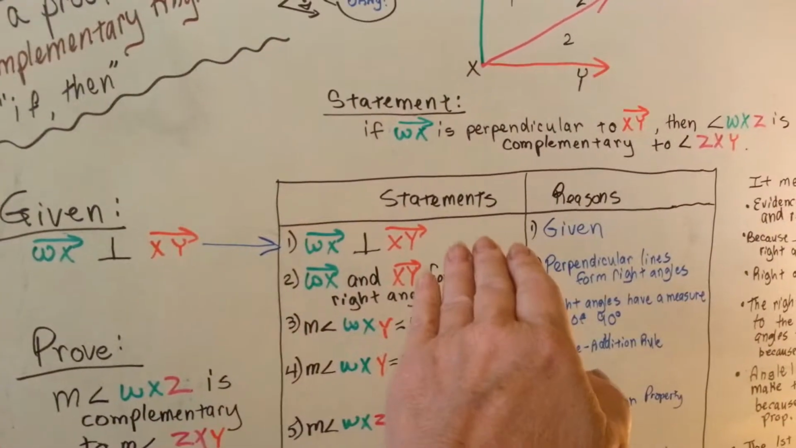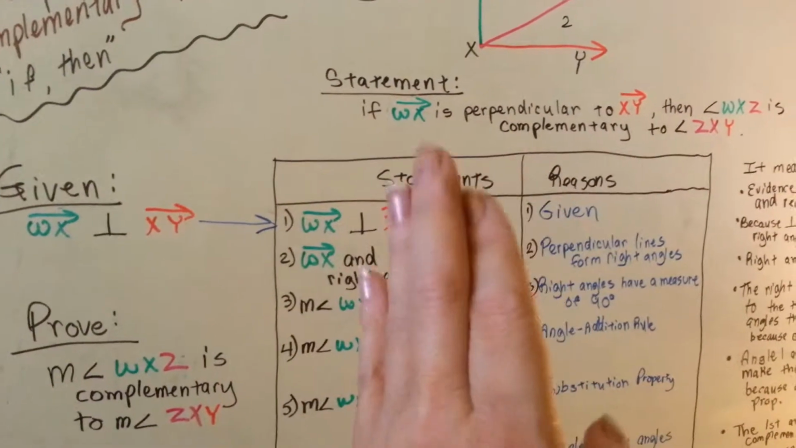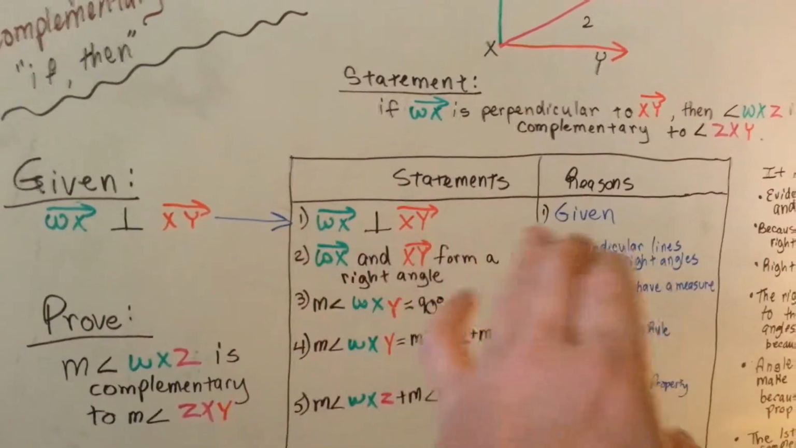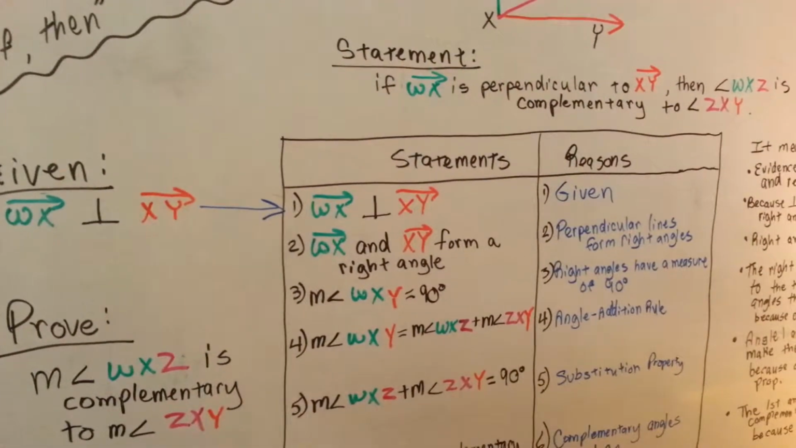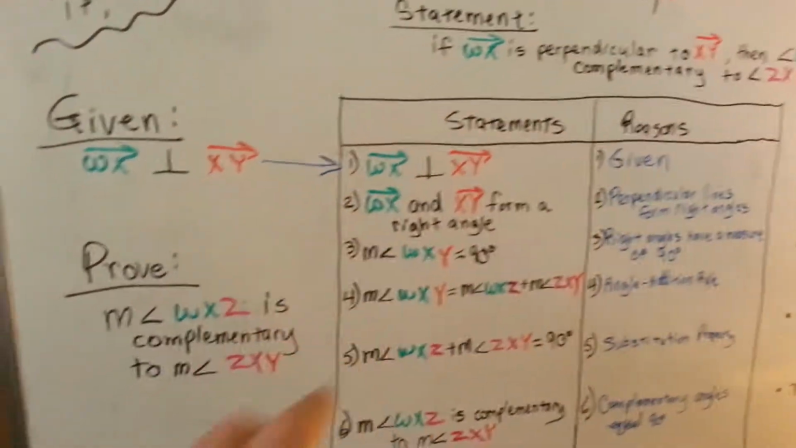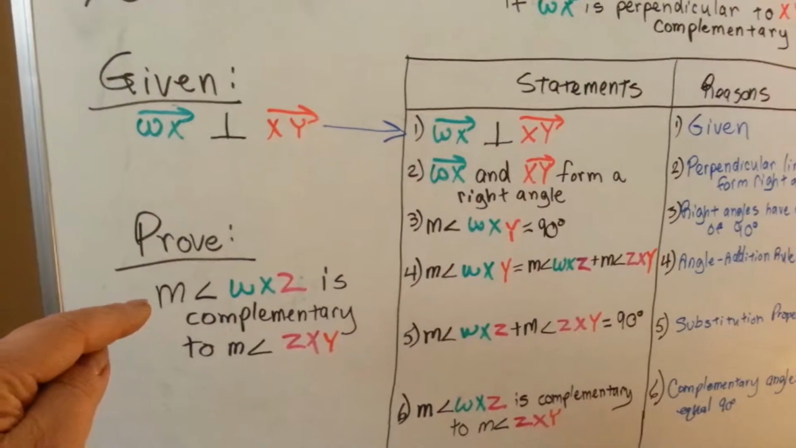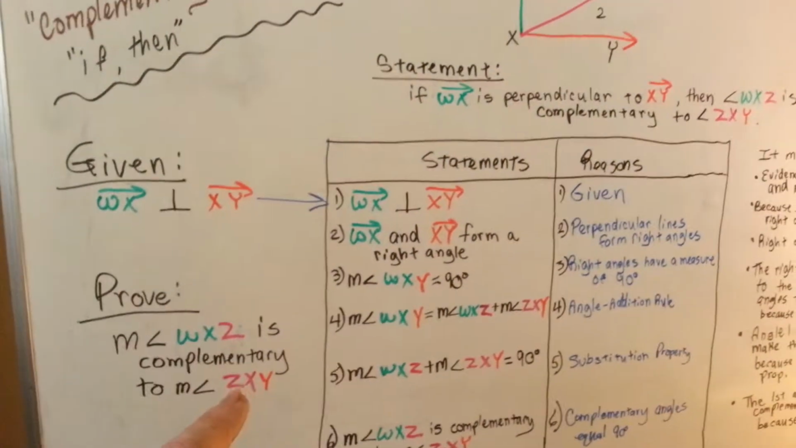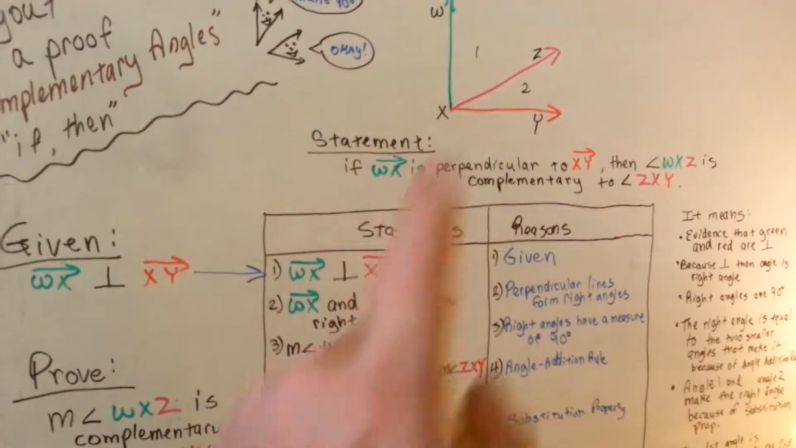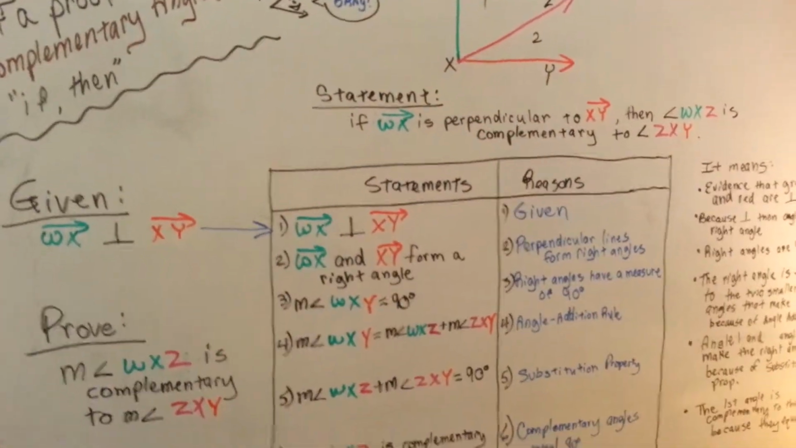Now the given isn't always first. It goes where it makes the most sense. But in this one, we're putting it first. I'd say maybe 80 or 90% of the time they go first. Here's our thing we're trying to prove, that the measure of angle WXZ is complementary to ZXY, that the measure of angle 1 is complementary to the angle 2, okay?